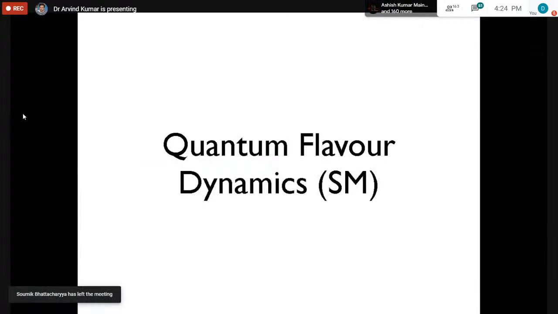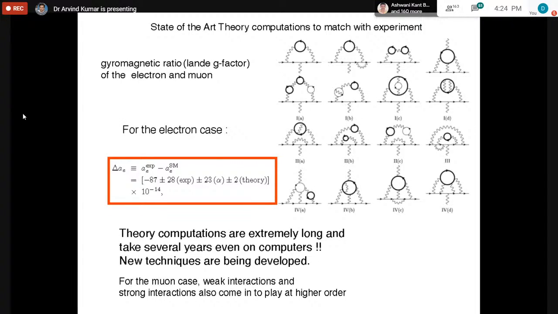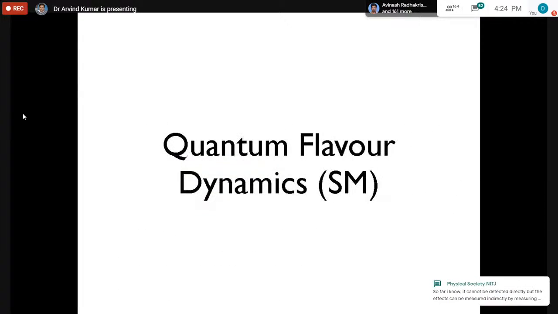Now, what happens in the second one is essentially, go back 1 second. I just want to say that this problem is even worse in the muon case. So that's what I'm going to talk about. So next slide. Yeah, next slide.